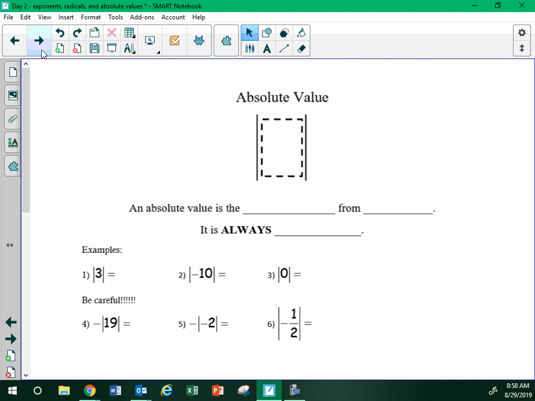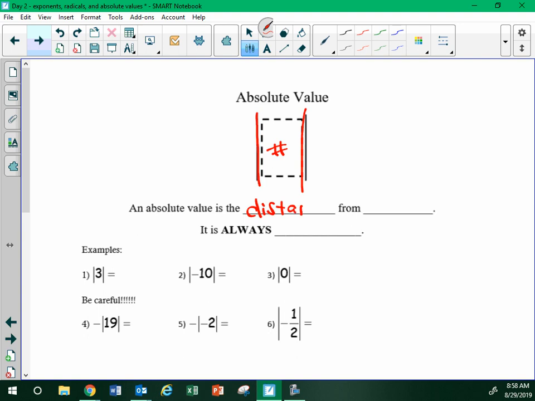Let's talk about absolute value. So absolute value is these bars here, and we have some number inside. You can see some examples here: absolute value of 3, absolute value of negative 10, absolute value of 0. What the absolute value means is how far away it is from 0. So it is the distance from 0.